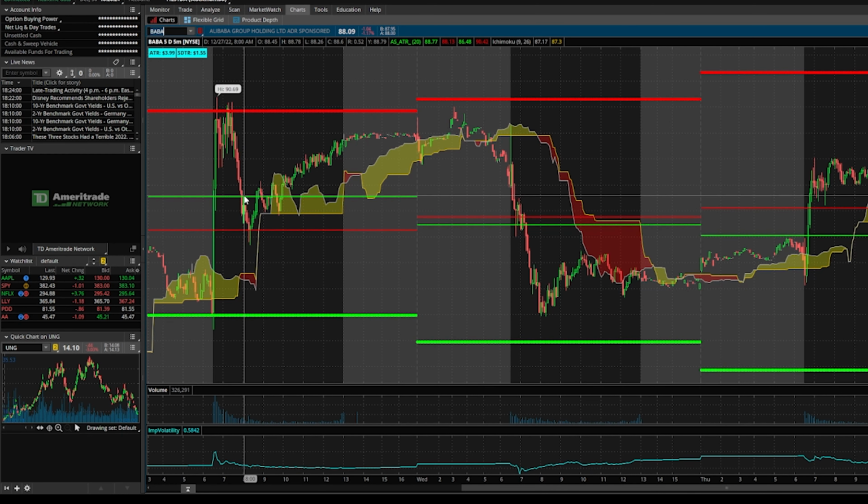Of course, once it gets here, we could look for a bounce. If not, if it breaks below, we look for the next line. If it breaks back up, we look for the line again. So I look at these as profit targets as well.